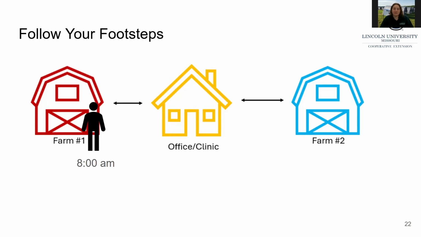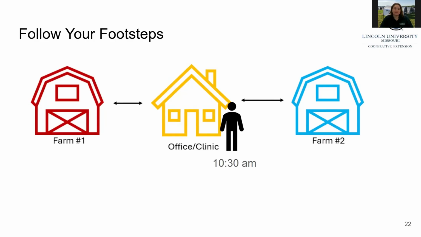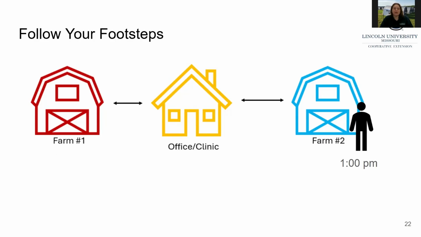At 8 a.m., you visit Farm 1, and that visit may have nothing to do with poultry. You could be there for cattle, another farm-related issue, or simply to pick something up. But if poultry are on the property, they're still part of the biosecurity picture. You return to the office or clinic. And then in the afternoon, you visit Farm 2. And again, your poultry may not be the reason why you're there, but there are birds on that farm too. Nothing about that schedule sounds particularly unusual.